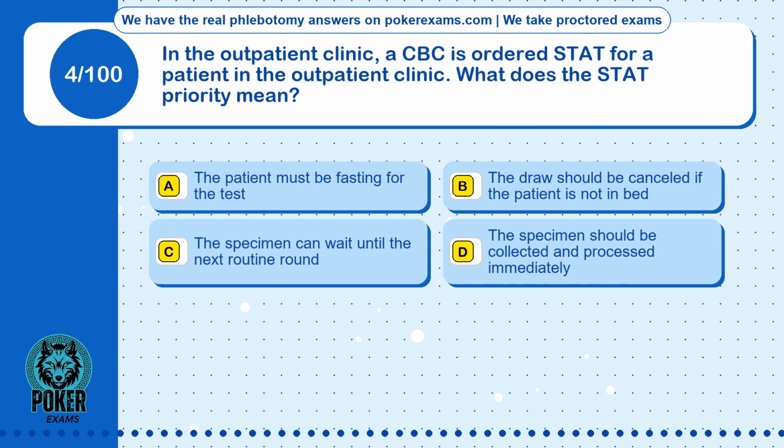Question 4. In the outpatient clinic, a CBC is ordered stat for a patient. What does the stat priority mean? Option A. The patient must be fasting for the test. Option B. The draw should be cancelled if the patient is not in bed. Option C. The specimen can wait until the next routine round. Option D. The specimen should be collected and processed immediately.